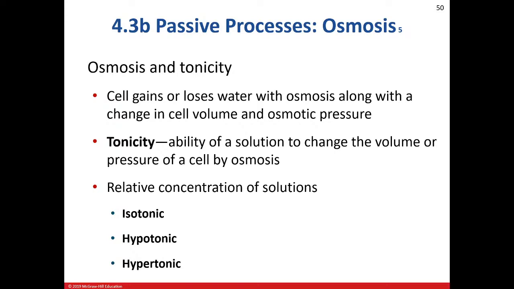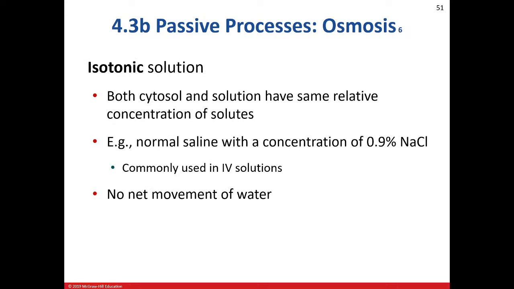Tonicity, that's a good one. Tonicity is the ability of a solution to change the volume or pressure of a cell by osmosis. And there are three types of solutions. We say they are isotonic, hypotonic, or hypertonic. In an isotonic solution, you have the same concentration inside the cell and outside the cell. Iso means same. So normal saline, that's just salt water, has a concentration of 0.9% sodium chloride, and that's actually going to be about the same as your cells and your blood and your tissues.